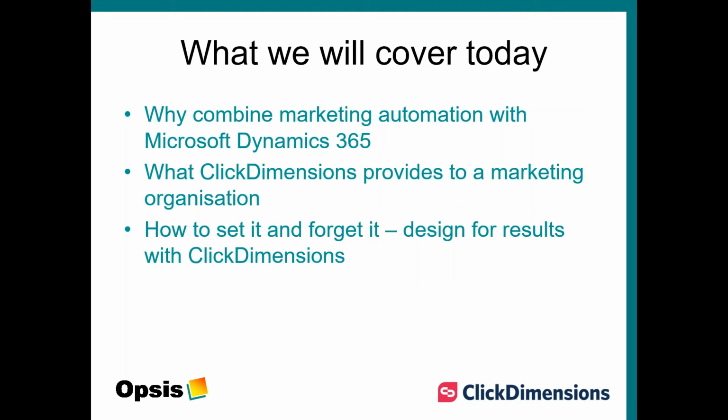What I'm going to cover between now and probably about 10 to 3 is what benefits you get by adding a marketing automation solution such as ClickDimensions to Dynamics 365. We're going to look at what ClickDimensions provides to you as a member of a marketing automation. And we're going to finish off by looking at how you can set it and forget it. In other words, how you can set things up which allows a lot of your marketing to just happen without you doing anything at all.